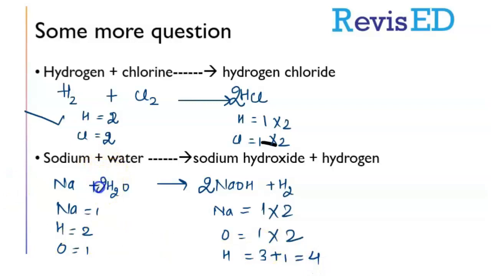Now multiply H2O by 2. Now hydrogen is balanced, right? Oxygen is also multiplied by 2, so it is also already balanced. Now to balance sodium, just multiply it by 2 on the left hand side. This is how you balance a chemical equation, and this is all about a balanced chemical equation.